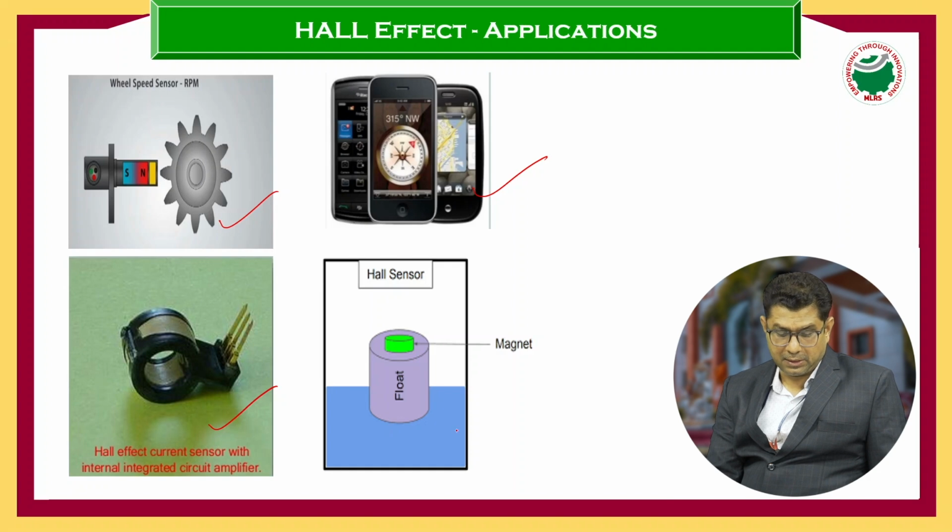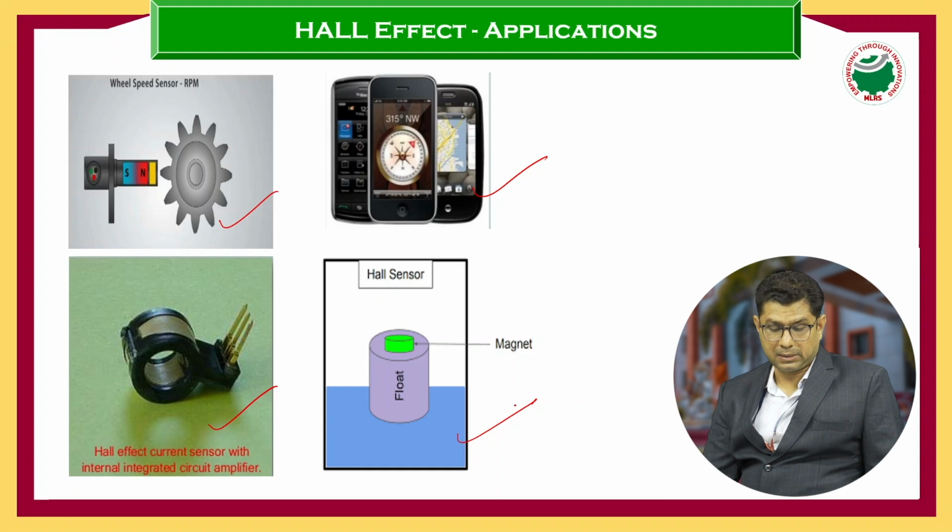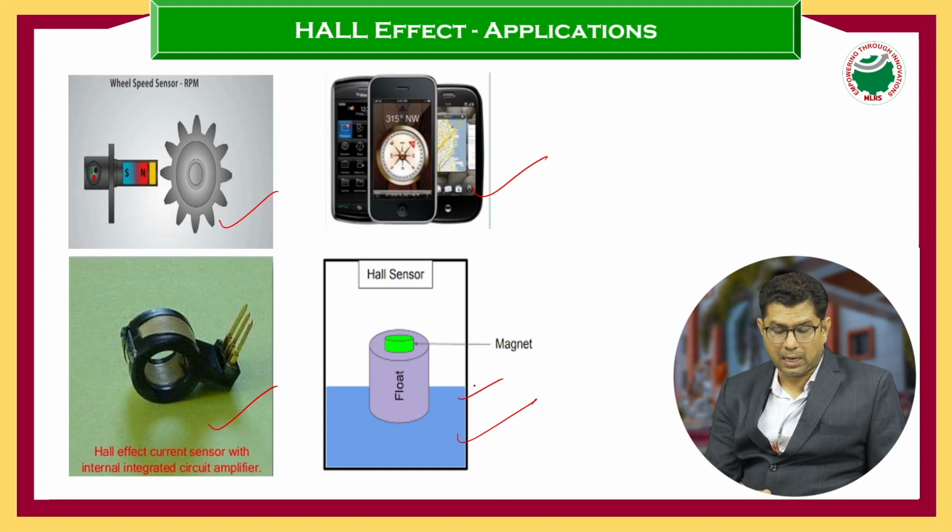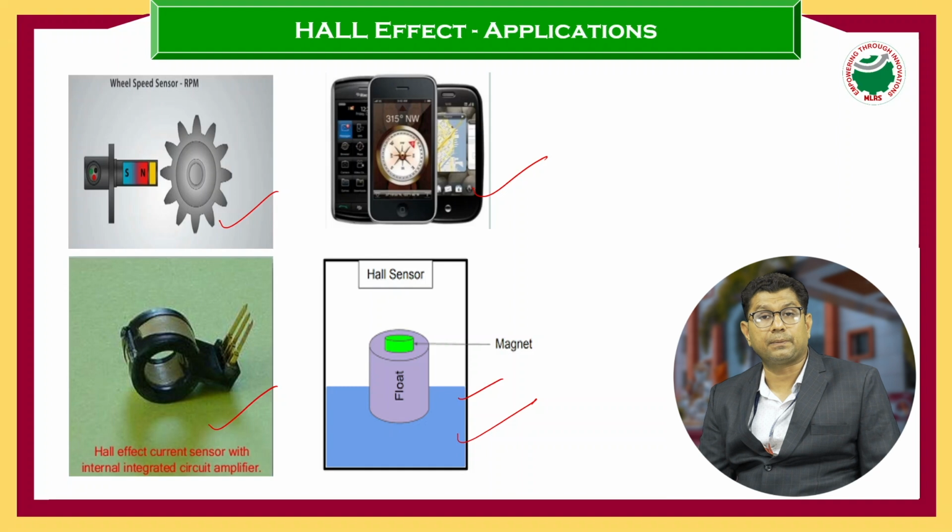We can use the Hall effect in sensor applications also, for example to find the fuel level. In our vehicle, fuel indicators are there. If you want a digital instead of analog one, the Hall effect is used. Totally, the real time applications are automatic fuel level indicators, current sensors, magnetometers, and wheel speed measurements. So this is about the complete Hall effect.